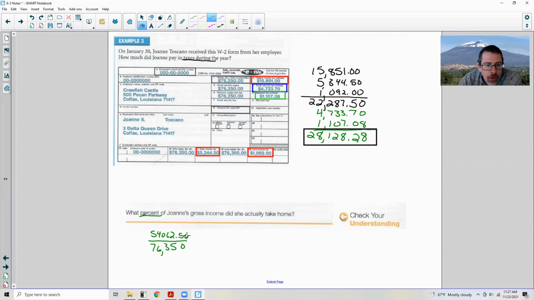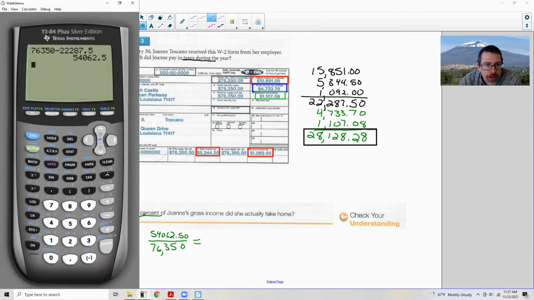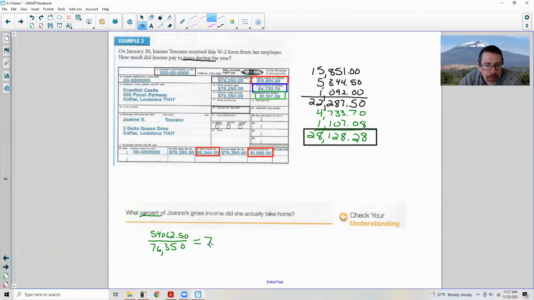That's what she took home, not counting FICA. And that percent is, so now I just divide that by 76,350, and I get about 71%. Okay, and then when I look at the key, that was check your understanding, and they said 63%.